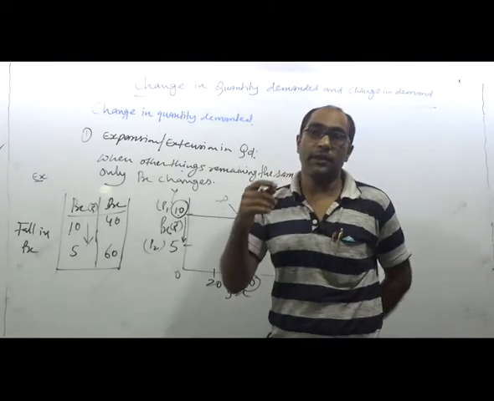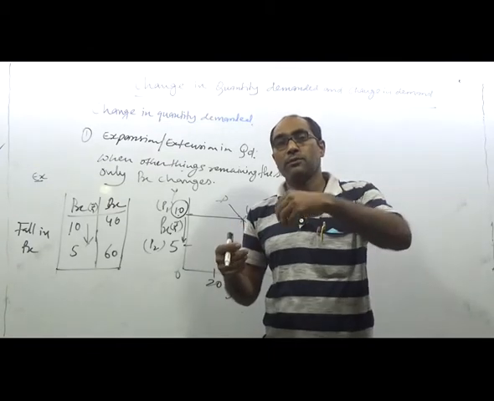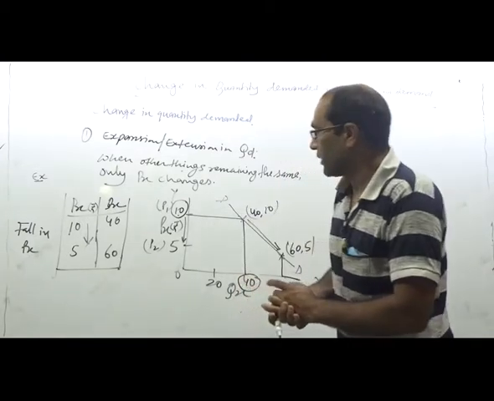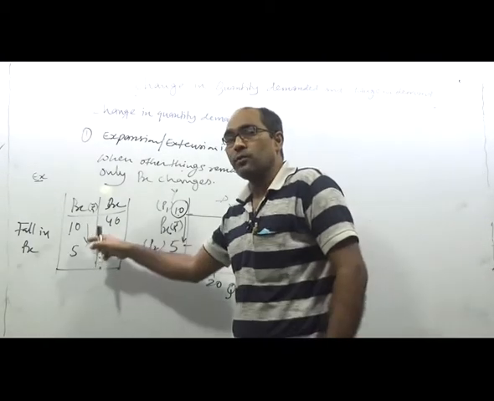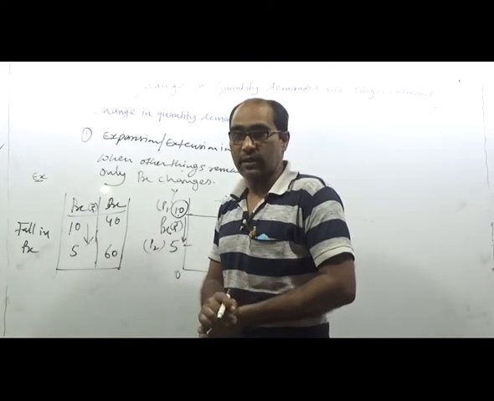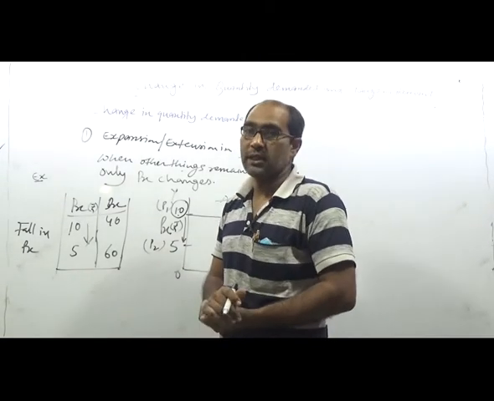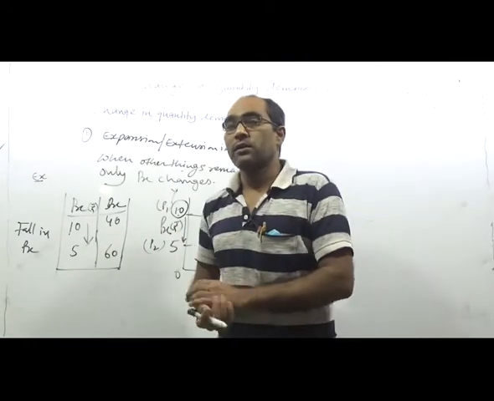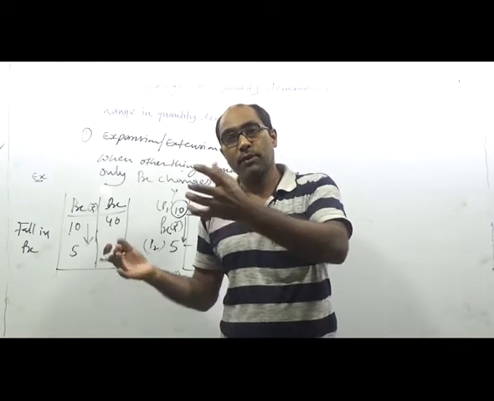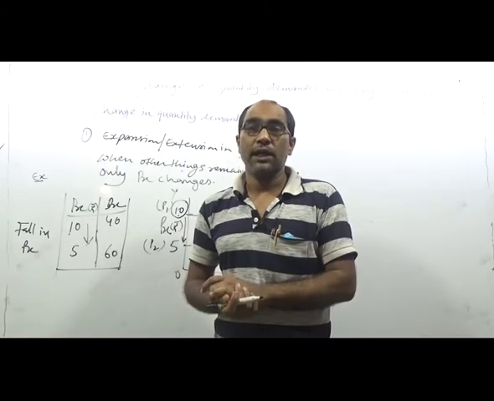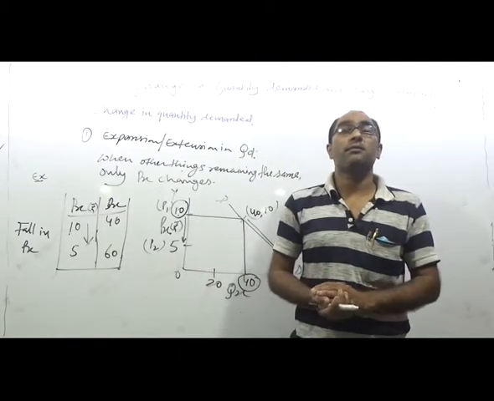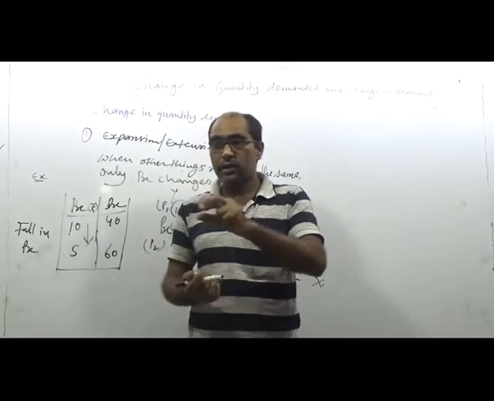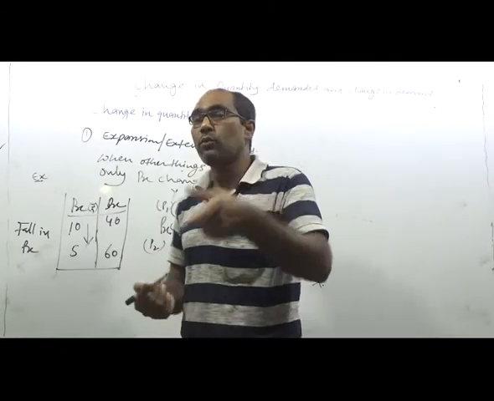Earlier the price was rupee 10 and he was purchasing quantity 40 of good X. Right now, price changes from rupee 10 to rupee 5. There is a change in price in the market. Price declines. Due to the declining price, what happens to the consumer? The purchasing power of the money held by the consumer goes up. It will increase the real income of the consumer. Dear student, there are two types of income. One is nominal income.